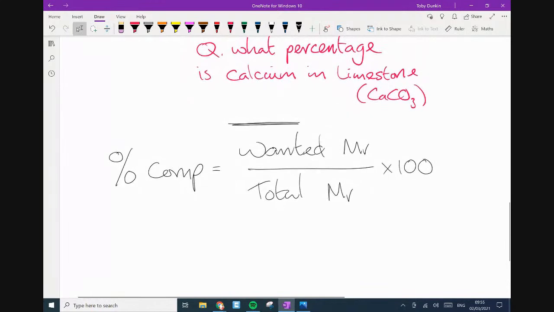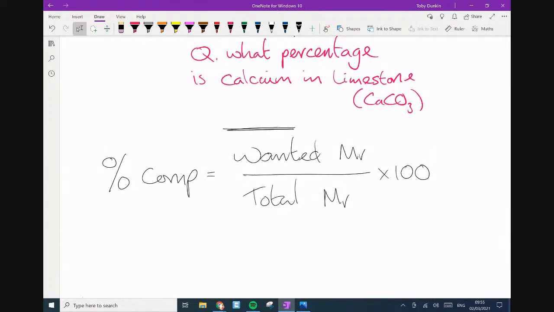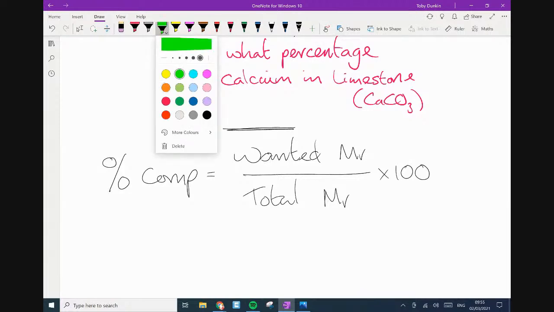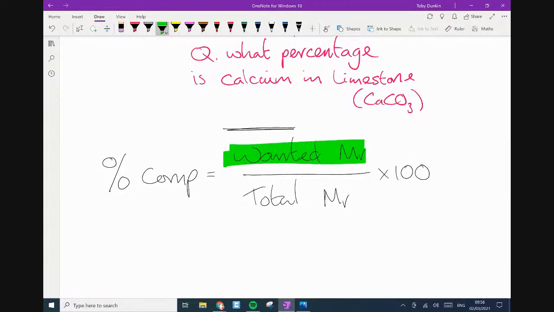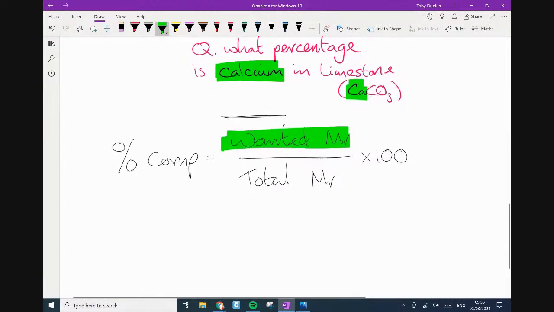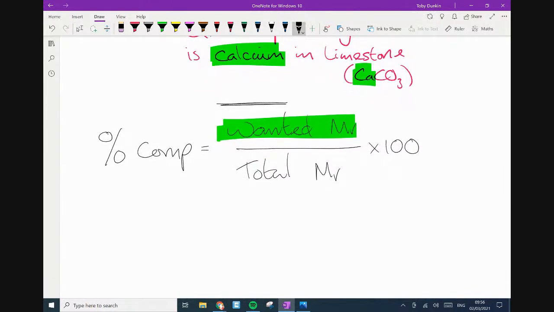So let's look at the question I just gave you guys. What is the percentage of calcium in limestone? The first thing that we need to do is figure out what is wanted. So the wanted MR here was calcium, and there's the calcium in calcium carbonate. So what I'm now going to do to answer my question is, I want calcium's MR.